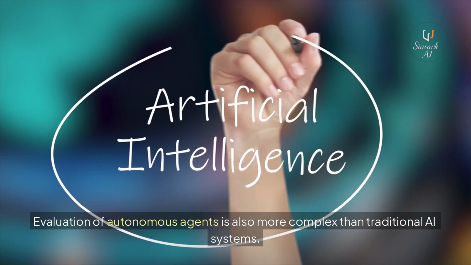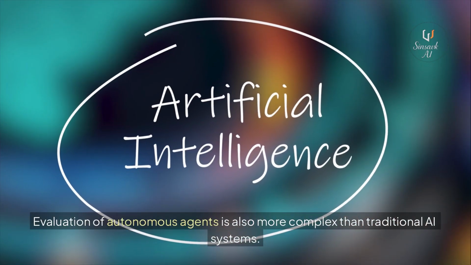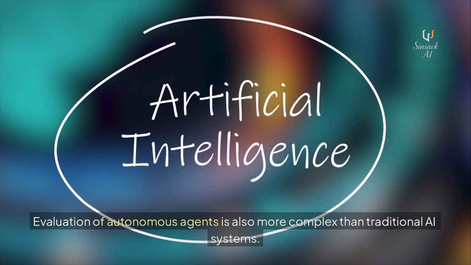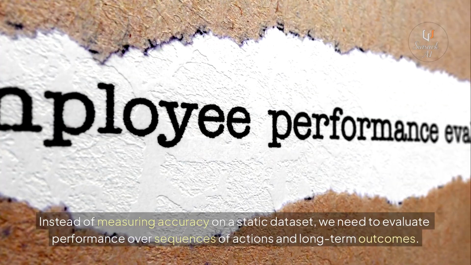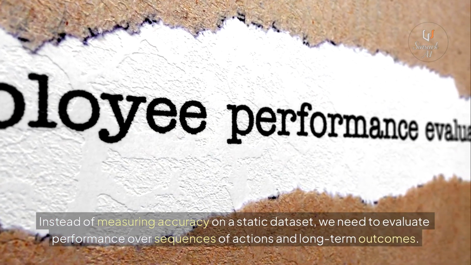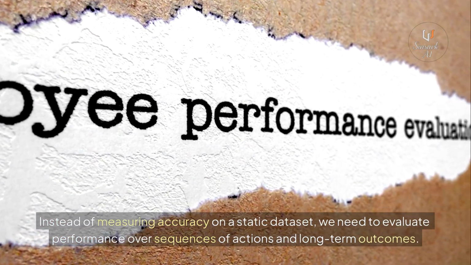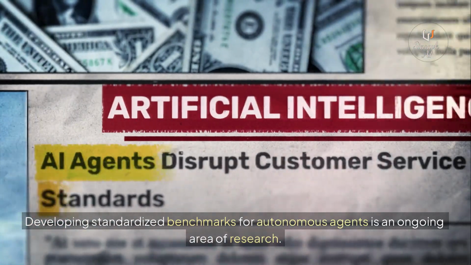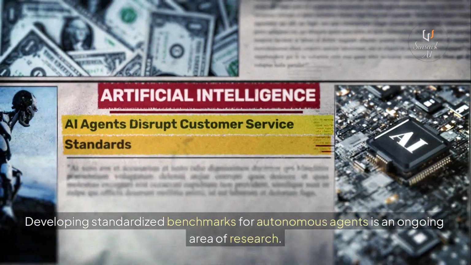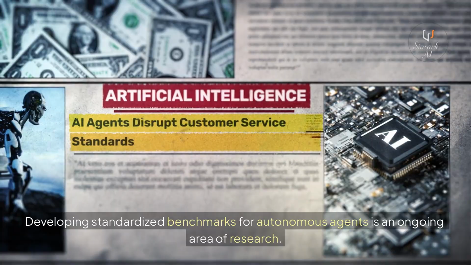Evaluation of autonomous agents is also more complex than traditional AI systems. Instead of measuring accuracy on a static dataset, we need to evaluate performance over sequences of actions and long-term outcomes. Metrics might include task completion rate, efficiency, robustness, and user satisfaction. Developing standardized benchmarks for autonomous agents is an ongoing area of research.